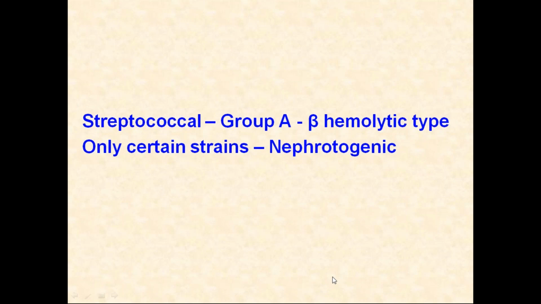The streptococcus causing this is group A beta hemolytic streptococci, and only certain strains are nephrogenic. Certain other strains of streptococci are also involved, which cause damage to the kidney. They are nephrogenic. So usually the streptococcus involved in this condition is the group A beta hemolytic type.